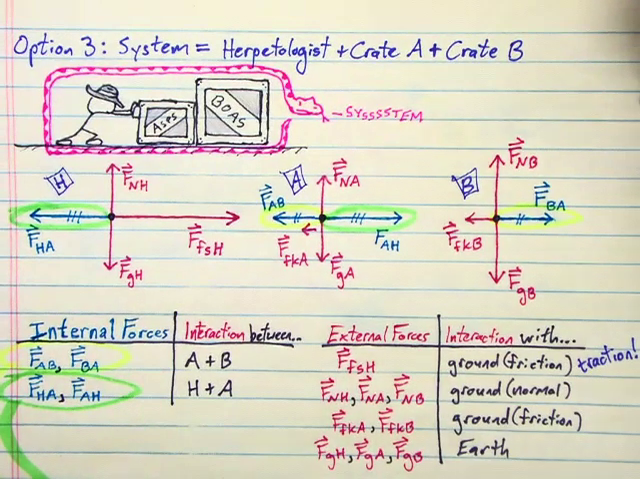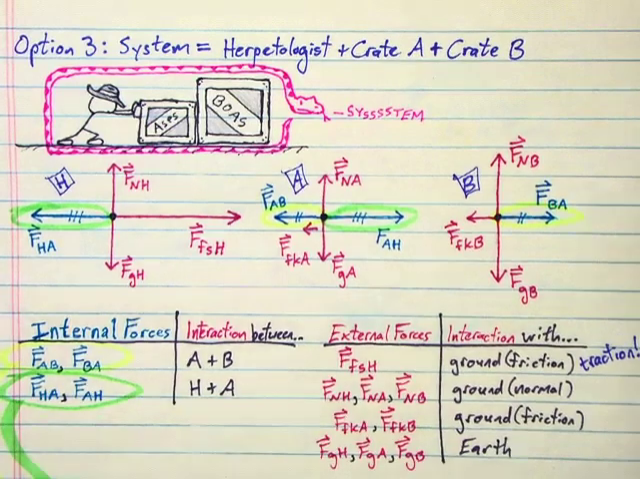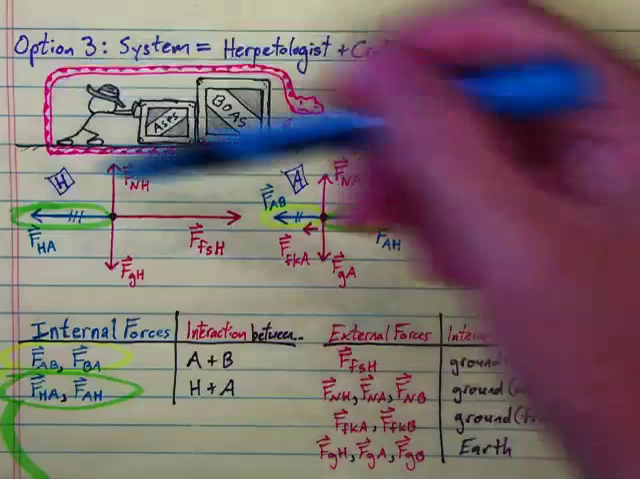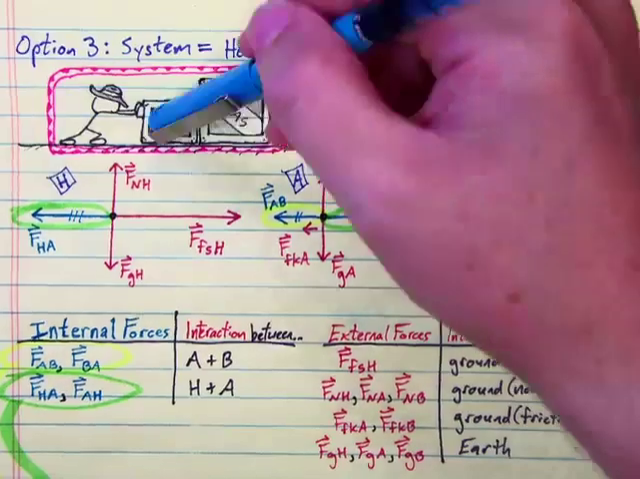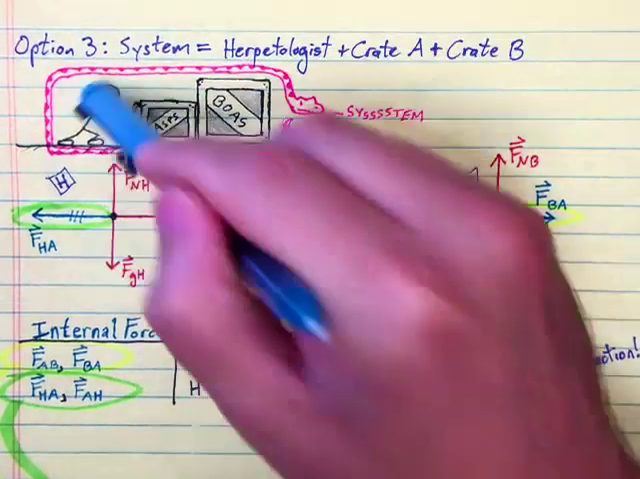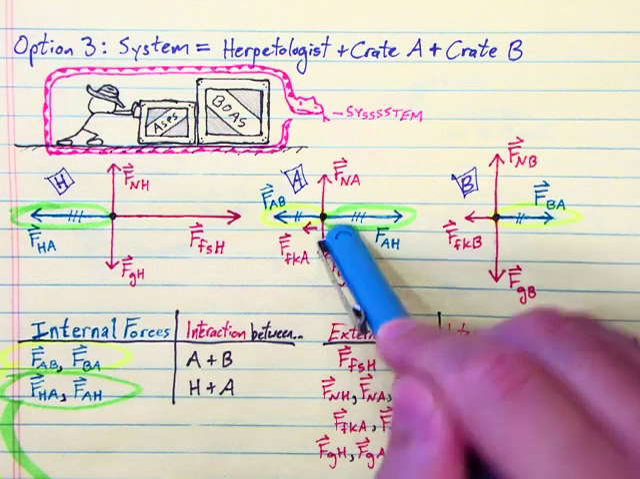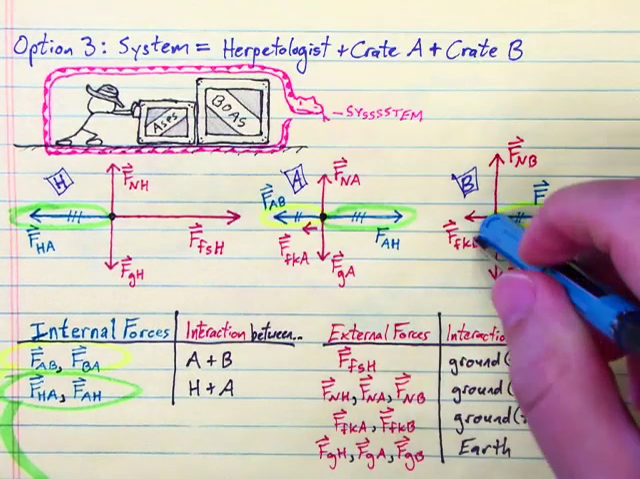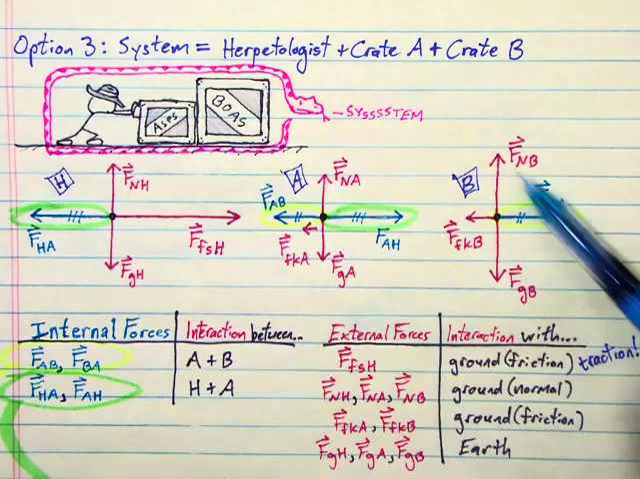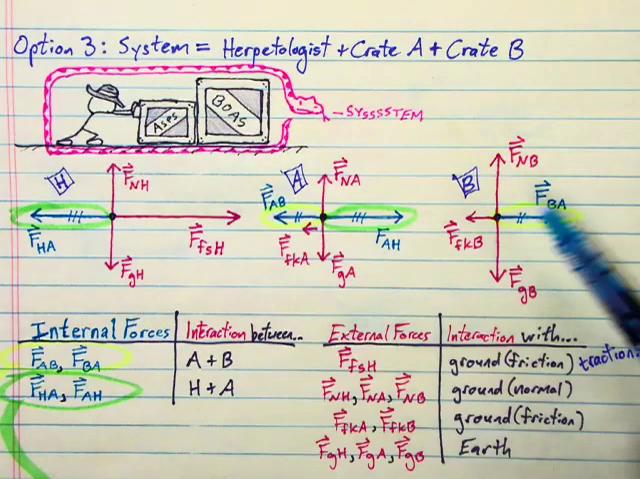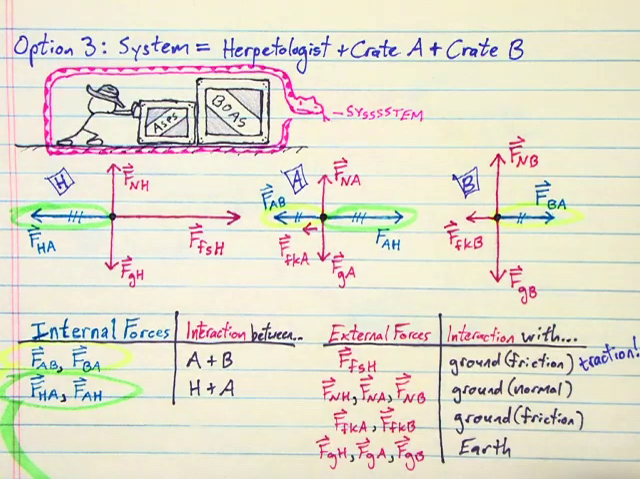We could include the herpetologist, the crate A and crate B, all inside this system. In that case, if we've got three movable objects inside the system, we'll need an FBD for each one: for the herpetologist, for the crate of asps, for the crate of boas. And again, we'll classify all these forces that are present, there's a lot of them now, into the internal forces and the external forces.